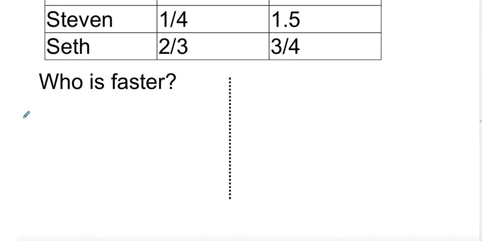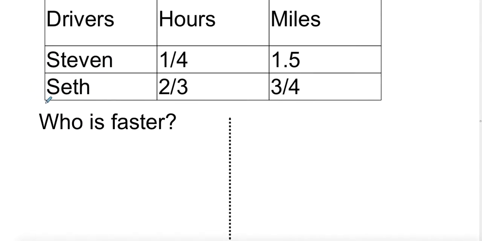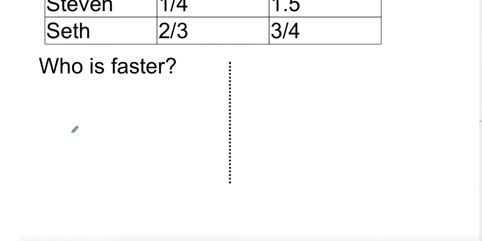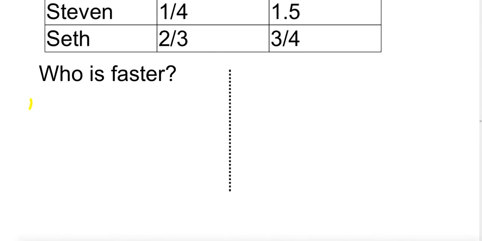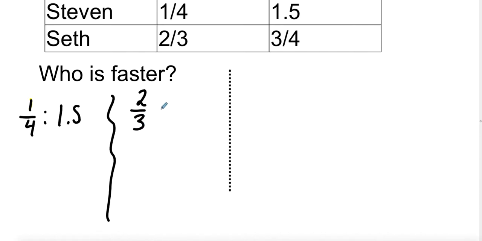So for Stephen, I knew that he spent a quarter hour driving 1.5 miles. And then for Seth, I'm going to separate these. He drove for 2/3 of an hour and only covered 3/4 of a mile. So remember, our first value is hours. Our second value is miles. Hours and miles. So the first thing I'm going to be doing is comparing the number of miles to one another.